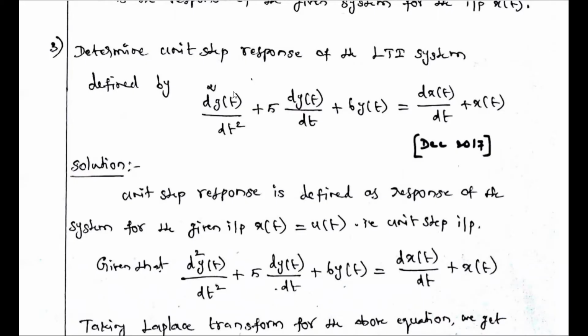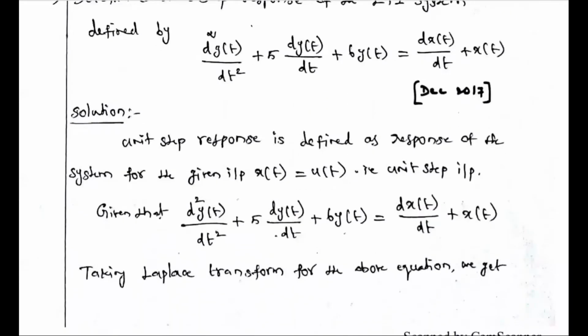So two data are given. One is the differential equation, and the other is the input. Our aim is to find the response. What is the response? The output we have to calculate. This unit step response is also one of the 2 mark questions. So unit step response is defined as the response of the system for the given input, the unit step input u of t. Now we are going to solve the problem.